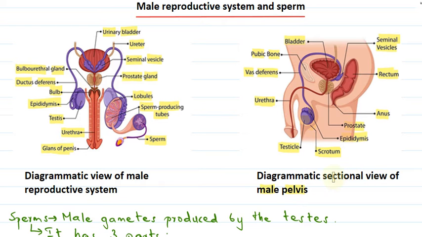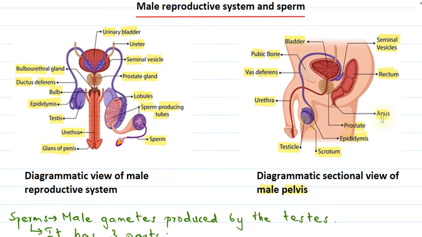Then we also discuss the sectional view of the male pelvis. So here again there is the bladder, pubic bone, vas deferens, urethra, testicles. All of these we have already discussed in this diagram as well. And then there is the scrotum. The scrotum is a sac-like organ that houses the testes. So testes are basically present outside the abdominal cavity within this scrotum, as it maintains a lower temperature that is required for the production of sperms. Again there is the epididymis, prostate. Okay, all of these we have discussed already.